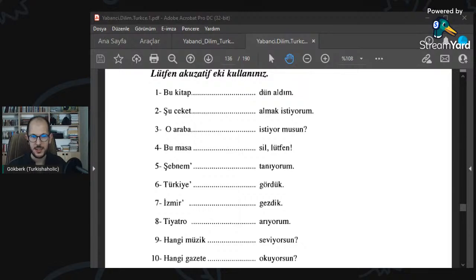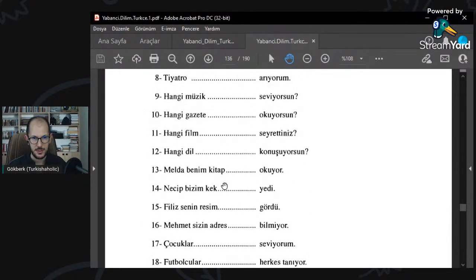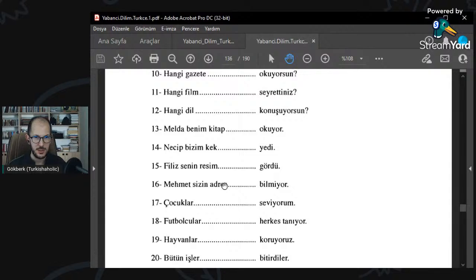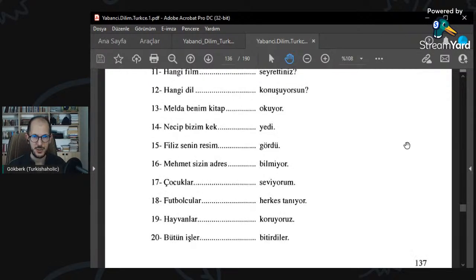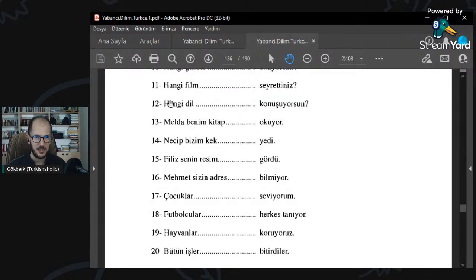Okay, so any other questions here from this exercise? I mean, there are more. So if you like, we can do it. Or if you like, we can move on to the instrumental case. But actually, we can do the instrumental case later, because the instrumental case is just 'with'. So it's not that special compared to the accusative case. So let's just focus on finishing this exercise. From 11 until number 20, let's do this one again.